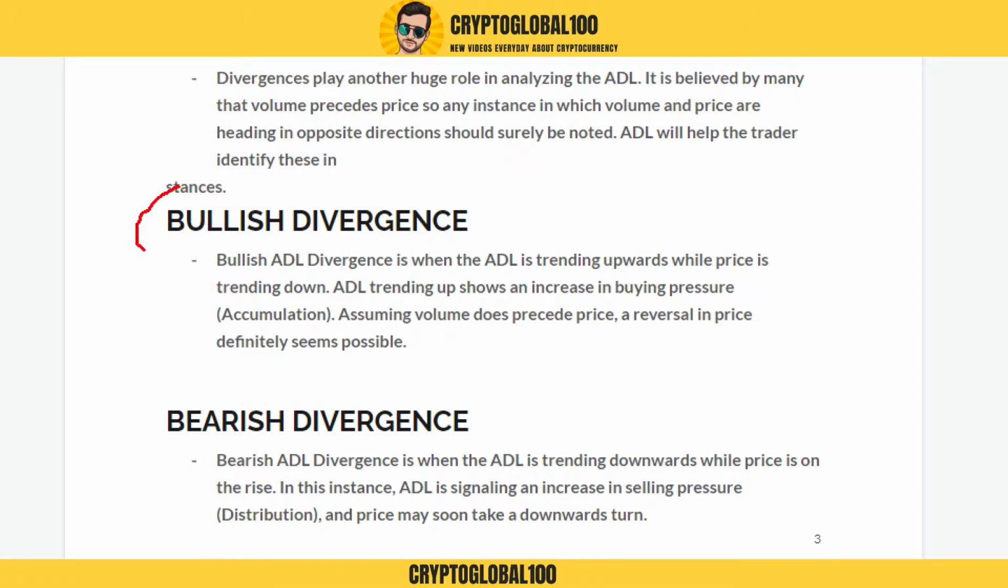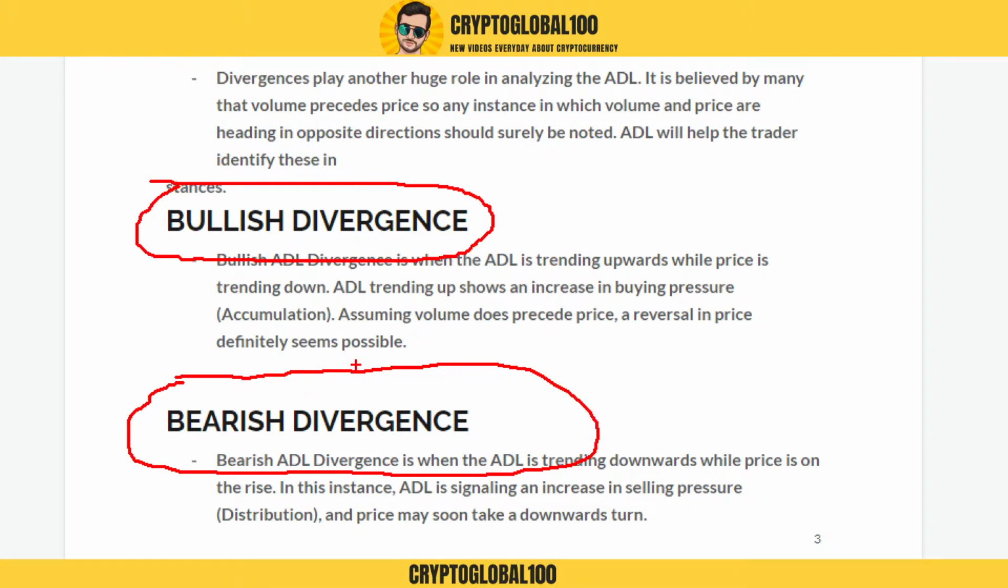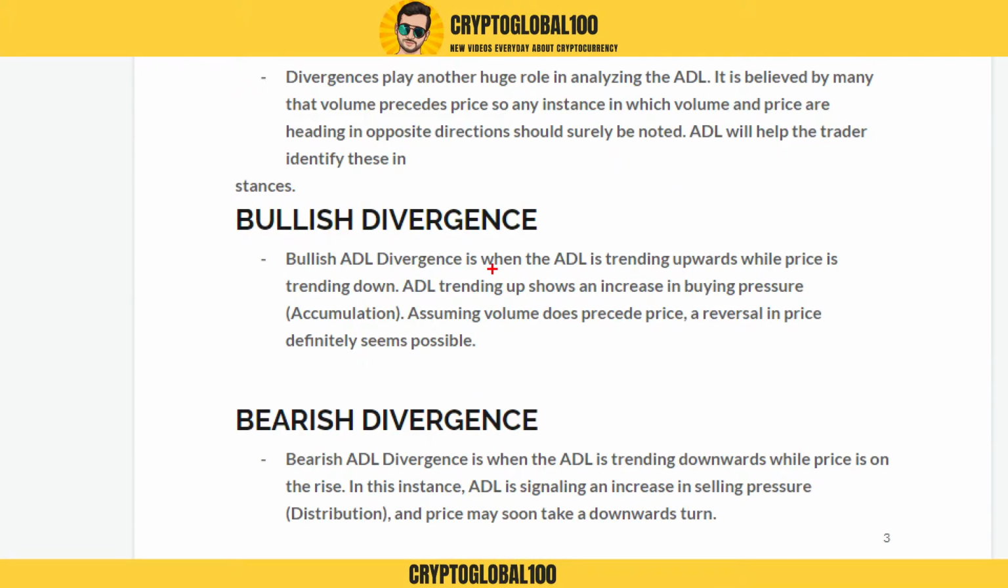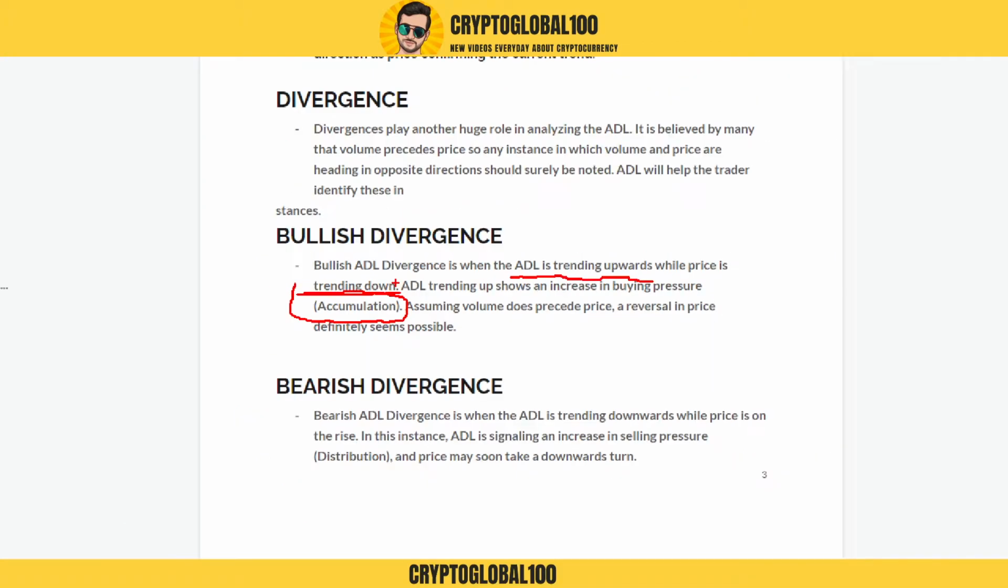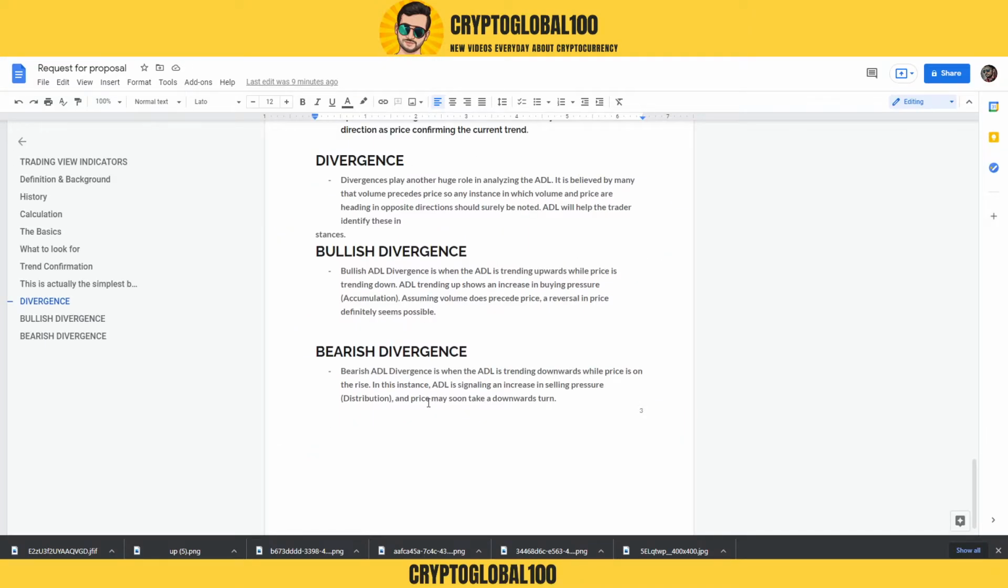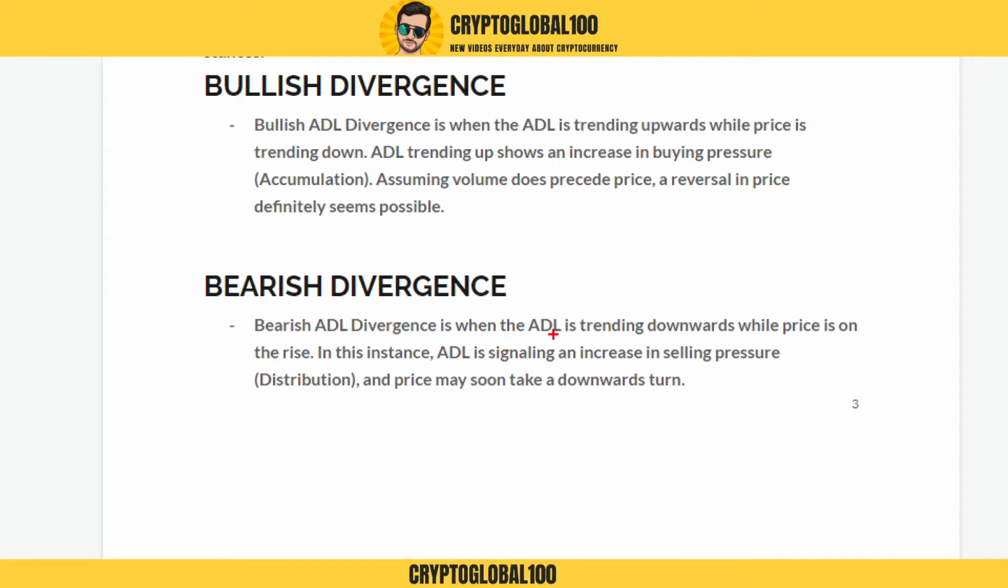There are two types of divergences, bullish divergence and bearish divergence. What does it mean? The bullish divergence is when the ADL is trending upwards while the price is trending downwards. ADL trending upwards shows an increase in buying pressure, meaning a lot of accumulation is going on, assuming volume does precede price. Now the bearish one: it is when the ADL is trending downward while the price is on the rise.